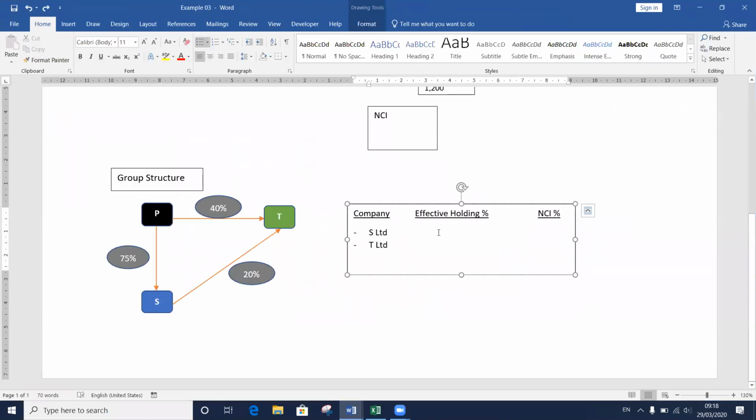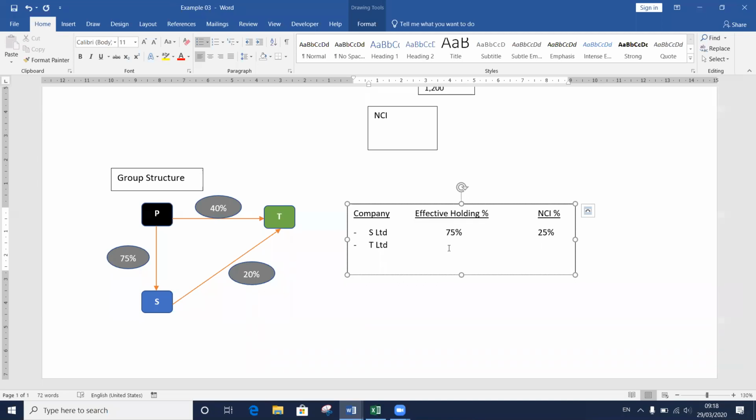In terms of S Limited, what is the effective holding percentage? අපි effectively කොච්චර percentage එකක් control කරනවද S කියන company එකේ? What is the percentage? 75%. It means the NCI percentage of S Limited should be 25%. S Limited again, NCI percentage 25%.